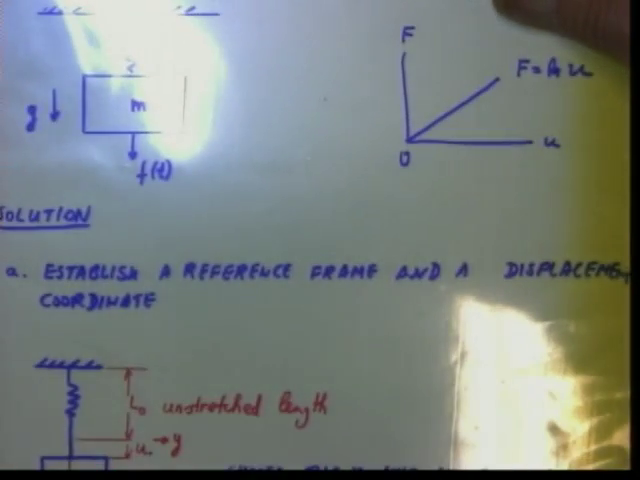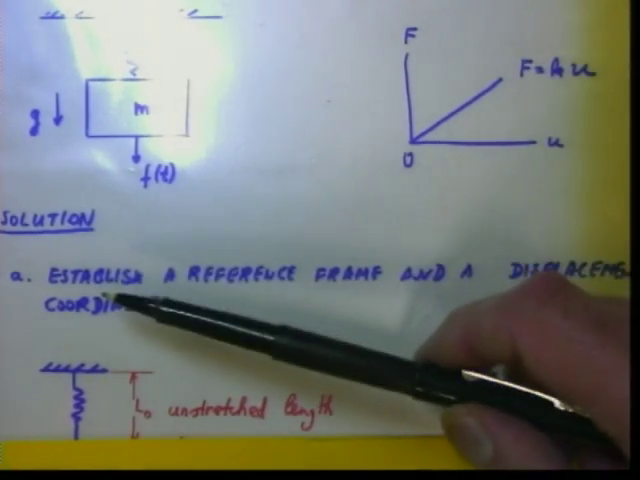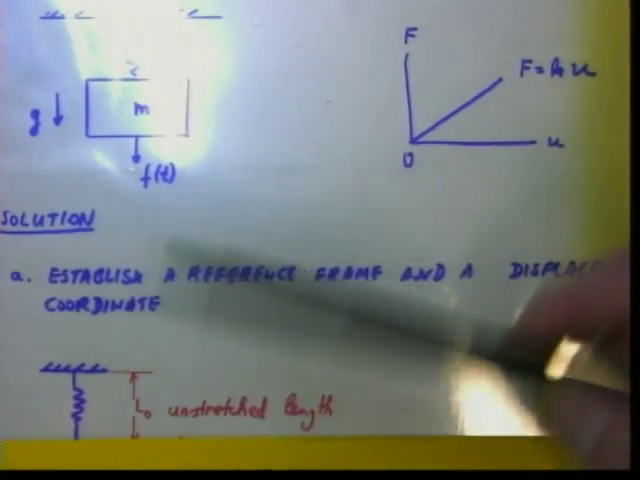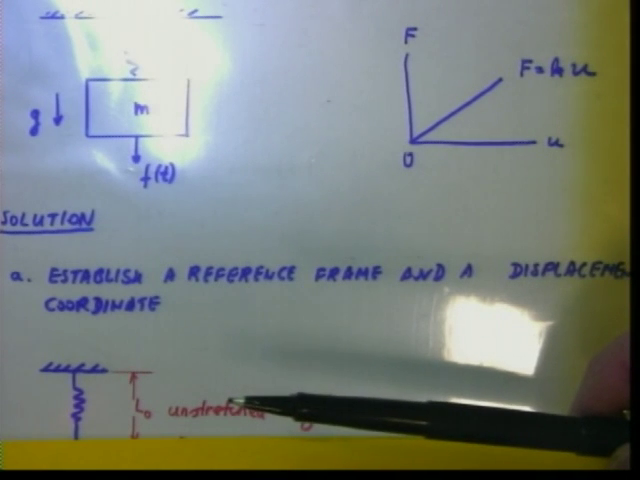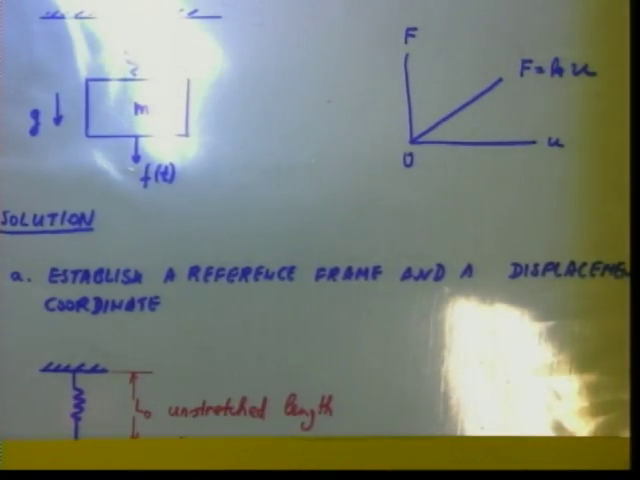Okay, now solution. What does it mean, solution? We would like to write down an equation that governs the behavior of this mass. That is what I want. I don't want anything else. Now, before that I depicted it. There is a picture of the mass. Now I want a mathematical picture, so to say.